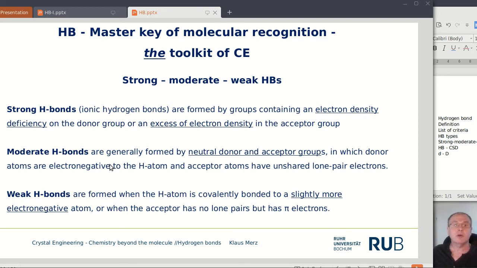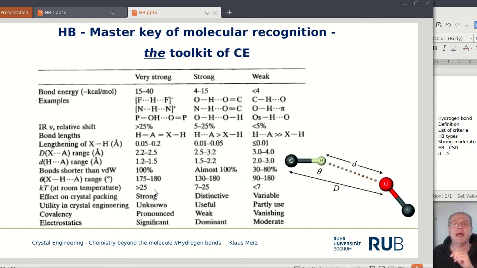Strong, moderate, weak. And this is a very nice table of different properties of hydrogen bonds. In this case we said strong, moderate, weak; here it's very strong, strong, weak. Anyway, we have three classes, three types of hydrogen bonds. Energy, in this case, is in kilocalories. Very strong, 15 to 40 kilocalories. Strong, much less energy, 4 to 15, and weak, below 4 kilocalories.